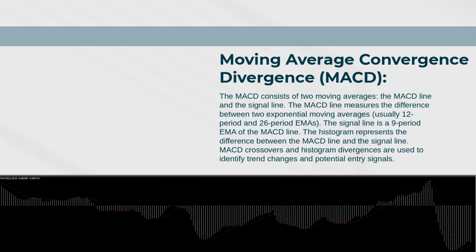Moving Average Convergence Divergence, MACD. The MACD consists of two moving averages, the MACD line and the signal line. The MACD line measures the difference between two exponential moving averages, usually 12-period and 26-period EMAs. The signal line is a 9-period EMA of the MACD line. The histogram represents the difference between the MACD line and the signal line. MACD crossovers and histogram divergences are used to identify trend changes and potential entry signals.